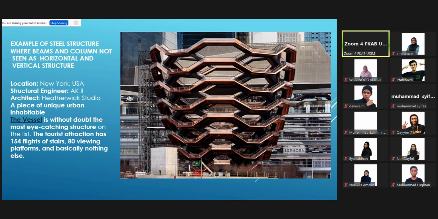By Heatherwick Studio. I saved this picture, so we will show it also. They call it the Vessel. It won some engineering award for this one. This is from the award page.